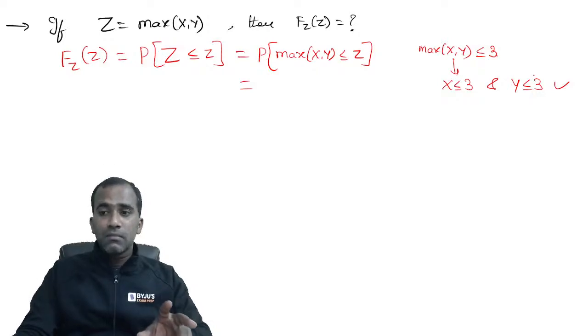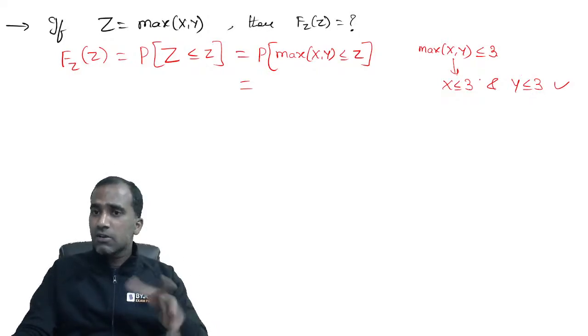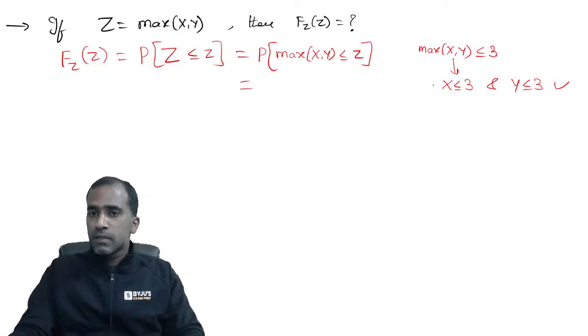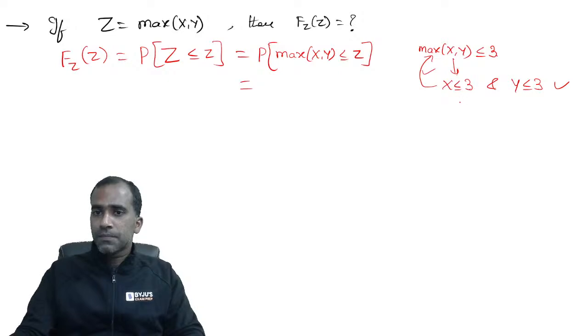X and y are random. They need not be less than 3. But if that happens, then only this happens. This happens, then this will happen. Right? This is correct. Now let me take the wrong case also, then you'll understand.